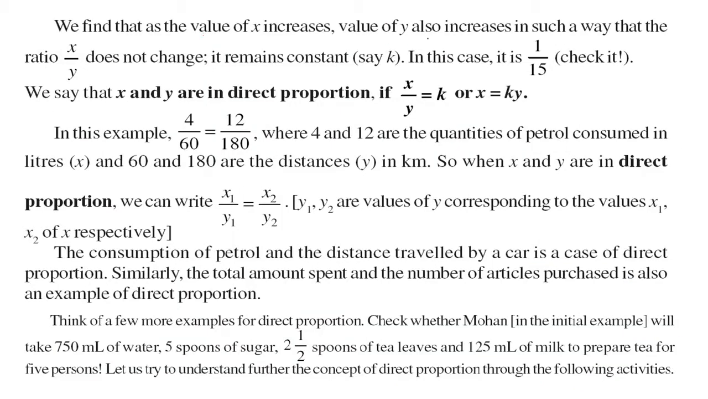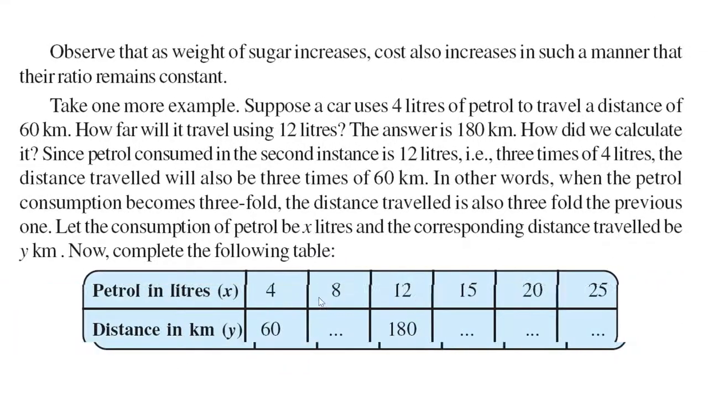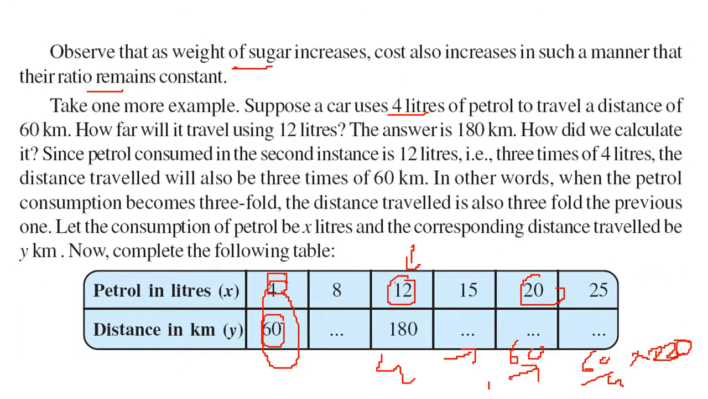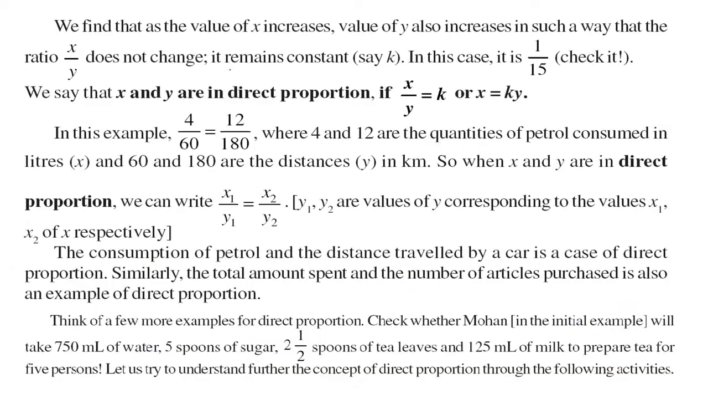So what did we get? We see that every time, 4 by 60, 12 by 180, in any of these entries, the ratio remains the same. So x by y is the ratio. If x increases, y also increases. That means x by y remains constant, that is k. And in this case, it is 1 by 15. So x and y are in direct proportion.